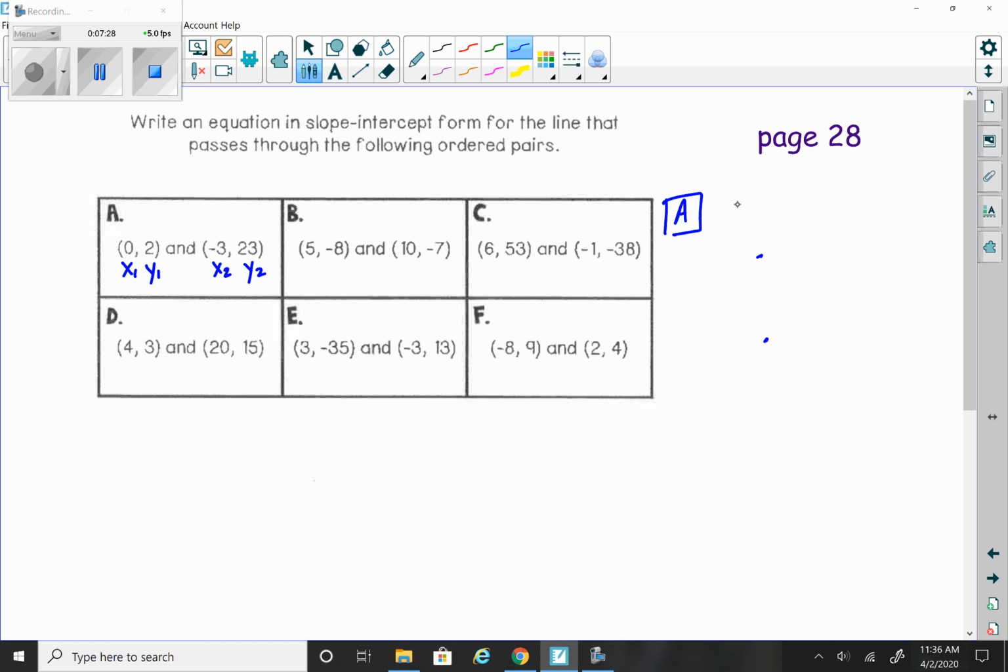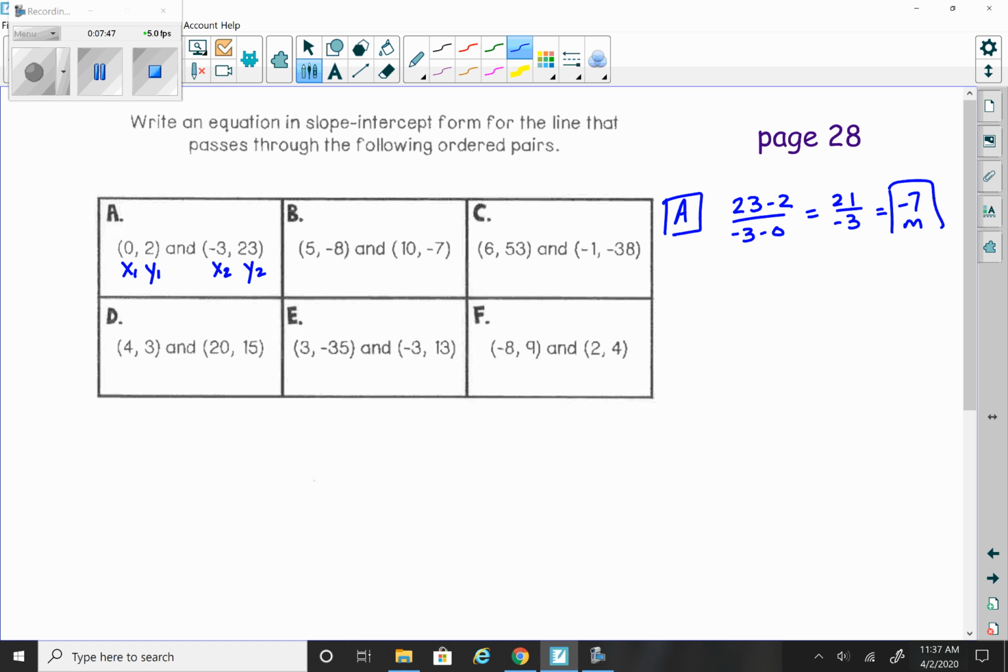And I'm going to plug these into the slope formula. 23 minus 2 over -3 minus 0. 23 minus 2 is 21. You can always use a calculator here if you need to. -3 minus 0 is -3. And then 21 divided by -3, that reduces to -7.